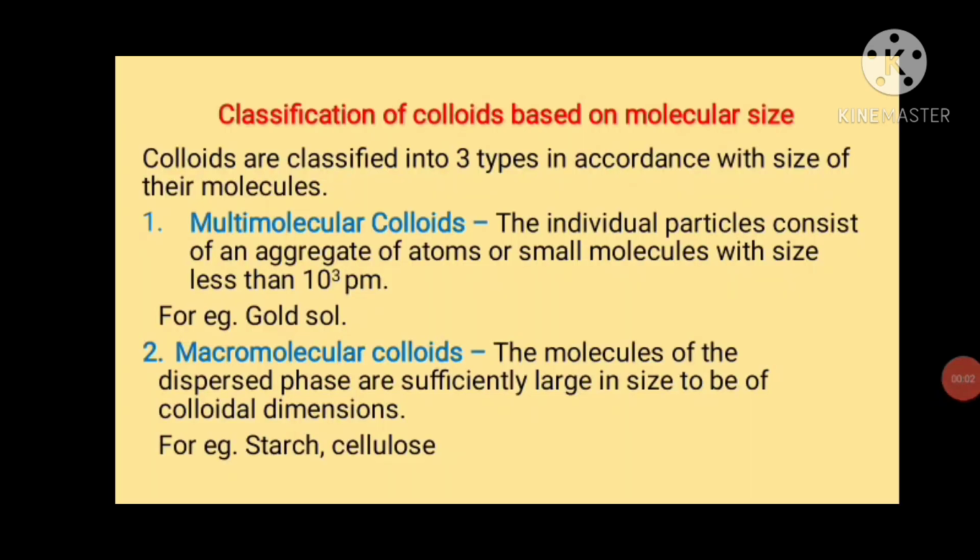Third point, classification of colloids based on molecular size. Colloids are classified into three types in accordance with size of their molecules. First one, multimolecular colloids. The individual particles consist of an aggregate of atoms or small molecules with size less than 10^3 picometer. For example, gold sol. Second one, macromolecular colloids. The molecules of the dispersed phase are sufficiently large in size to be of colloidal dimension. For example, starch and cellulose.